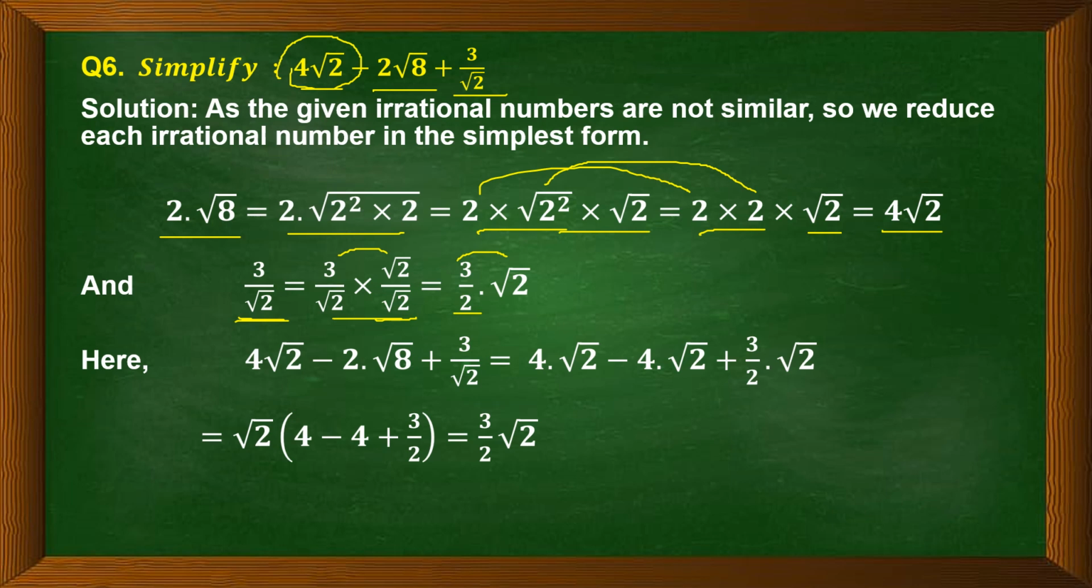So now we can simplify this by writing each in its simplest form. First of all, 4 root 2 as it is, then 2 root 8 we have already calculated, it is 4 root 2, and 3 by root 2 can be written as 3 by 2 root 2. Now this will get cancelled, or you can take root 2 as a common factor and all the coefficients in bracket, and then you can cancel it out. So any way you can do it. So 3 by 2 root 2 is the answer.